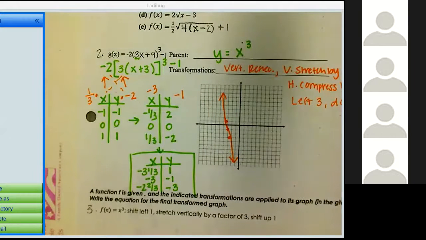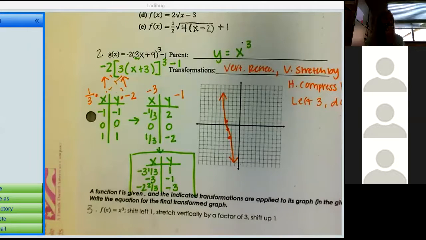Can somebody tell me why the S is so skinny though? Okay, we stretched it vertically by 2, and at the same time, we're also pressing it in 1/3 of the way. So it should be super duper tall and skinny. Are we okay with that?